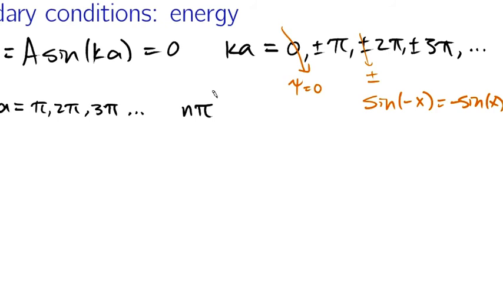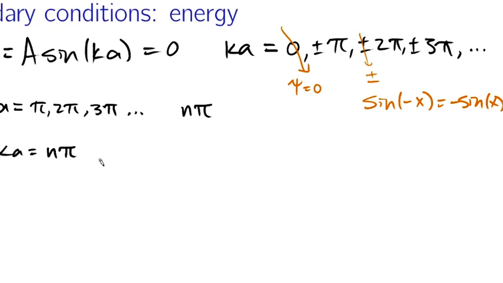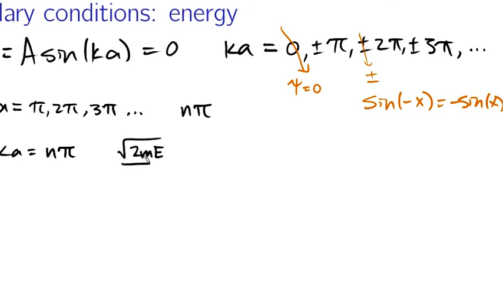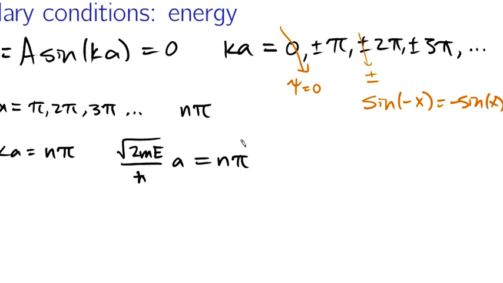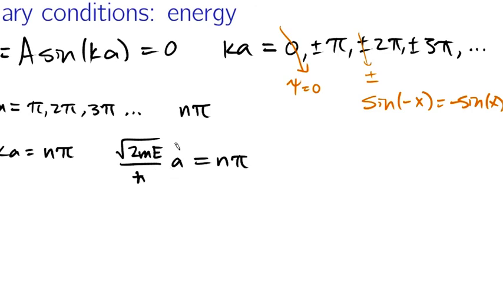Now if k times a is going to equal n times pi, let's substitute in for k, which we had a few slides ago as root 2mE over h bar. So k times a is equal to n pi. This is interesting. We now have integers coming from n as part of our solution. So we're no longer completely free. We in fact have a discrete set of values. Now a, that's a property of the system. We're not going to solve for that.